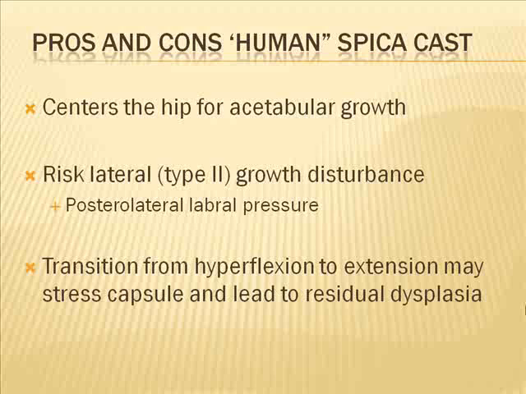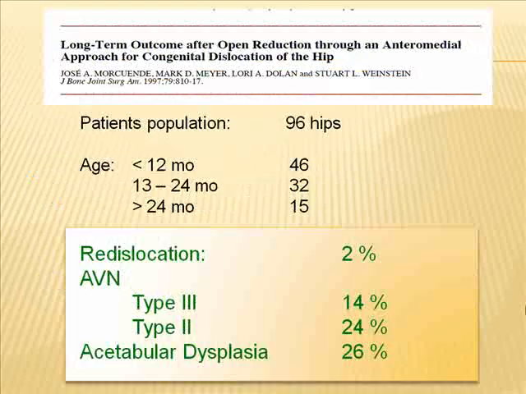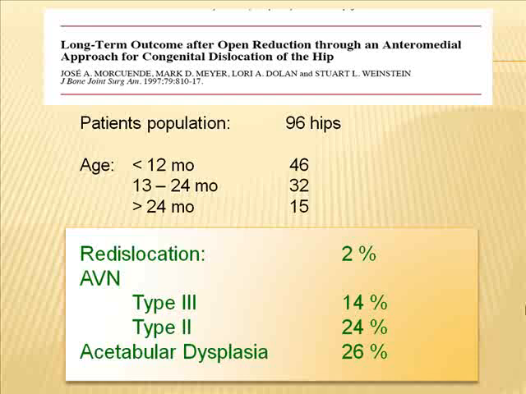So in the long-term follow-up that we did a few years ago, we evaluated 96 hips, and the age is between the first year and then up to more than 12 months. The rate of redislocation was 2%, which is comparable to any other series. The risk of avascular necrosis type 3, which is the whole femoral head, is about 14%, which is similar to other series. And one thing that is important is the high risk of type 2 avascular necrosis, which was 24%. Acetabular dysplasia 26%.